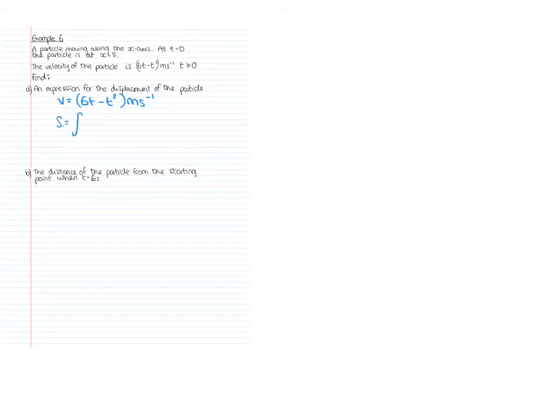Displacement is the integral with respect to t. So we're going to integrate 6t. So 6t, we add 1 to the power, divide by that new power, minus t squared, so it becomes t cubed over 3. And then we have plus c. Let's simplify. So we get 3t squared minus t cubed over 3 plus c. Okay, so at the moment we have an expression for s in terms of t, but this is the general solution, because we've still got that plus c on the end.